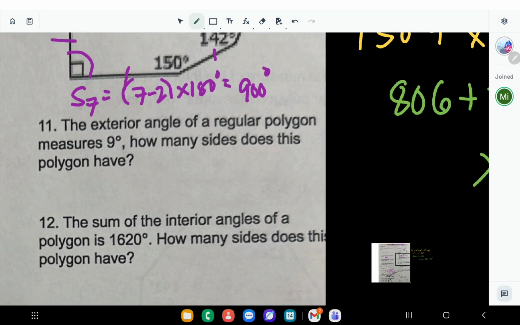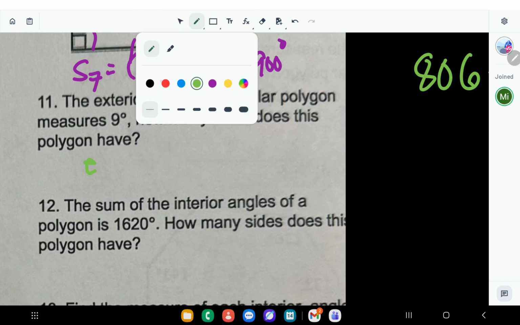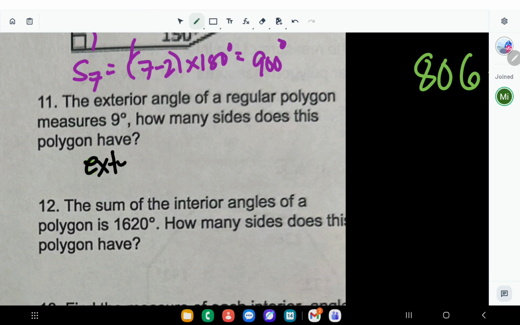Okay, we're on number 11. The exterior angle of a regular polygon measures 9 degrees. How many sides? So what's the formula for exterior angle? Okay. So we find the number of sides. We're given the exterior angle, which is 9 degrees.